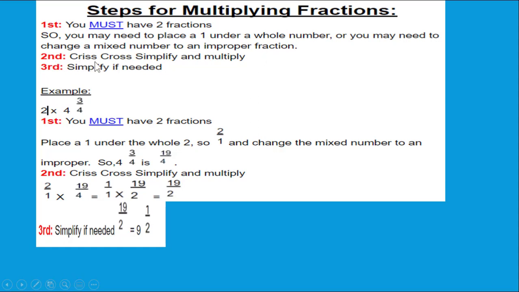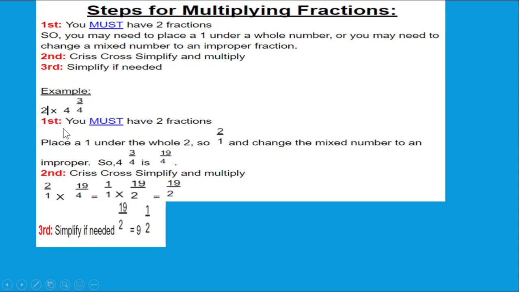Second step is you're going to crisscross simplify and multiply. And the third step is you're going to simplify if needed. So let's look here at our first example, and that's a 2, that's not a 21. So we have 2 wholes times 4 and 3/4.